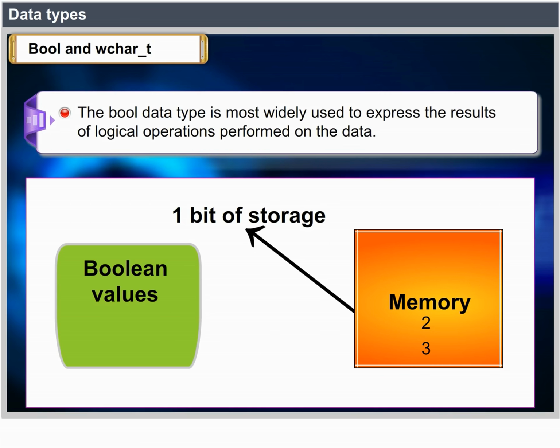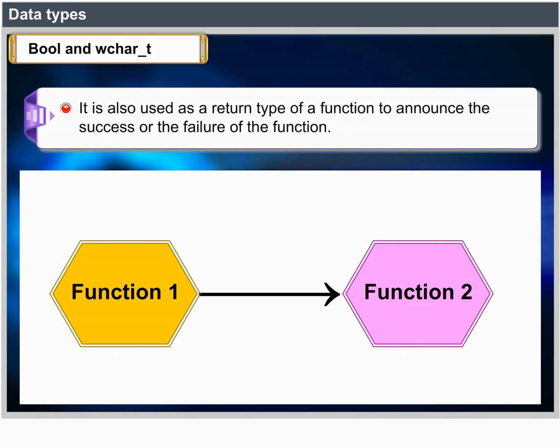The bool data type is most commonly used for expressing the results of logical operations performed on the data. It is also used as a return type of a function, indicating the success or the failure of the function.